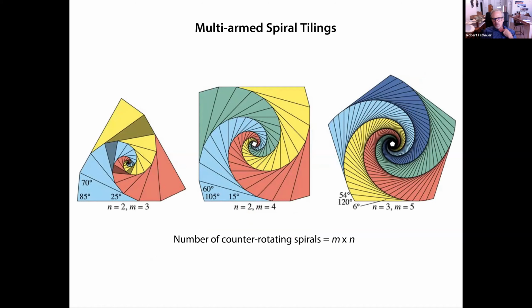Here's some examples with 3, 4, and 5 arms in the clockwise direction. In this case, n equals 2. So 1, 2, we share an edge. n equals 3. There are 3 different arms. The counter-rotating spirals, notice there's 2 starting in the yellow area, and here 2 start in red, and here 2 start in blue. So it turns out the number of counter-rotating spiral arms is just the product of m and n. So here n equals 2 and m equals 4, and in the last one, n is 3 and m is 5.